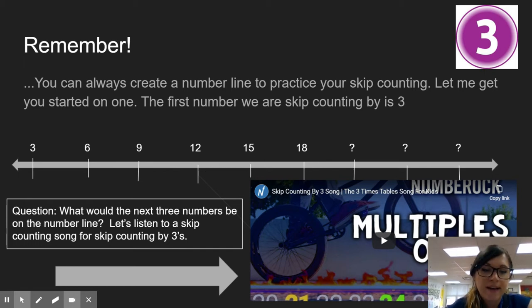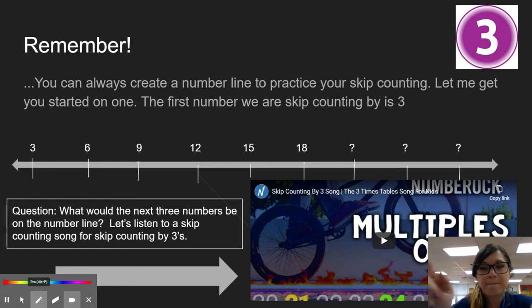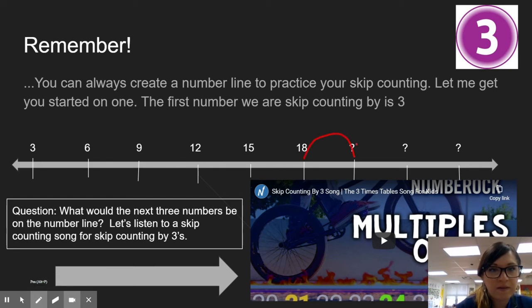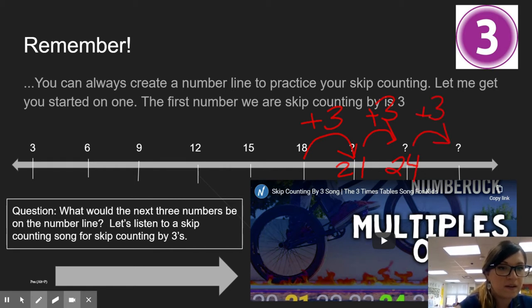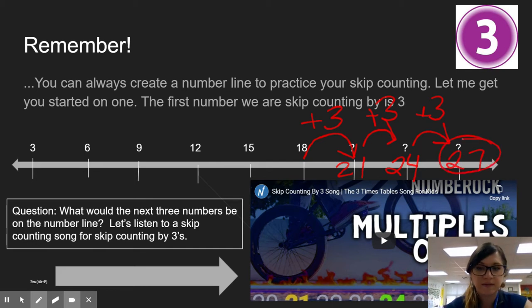What's next? If you don't know off the top of your head, you can always solve it by, watch this, you're going to draw a little arrow. I'm going to say, I'm adding 3. I know that 18 plus 3 is 21. And if you keep going, 21 plus 3 is 24. 24 plus 3 is 27. So the last number you end up on is 27.